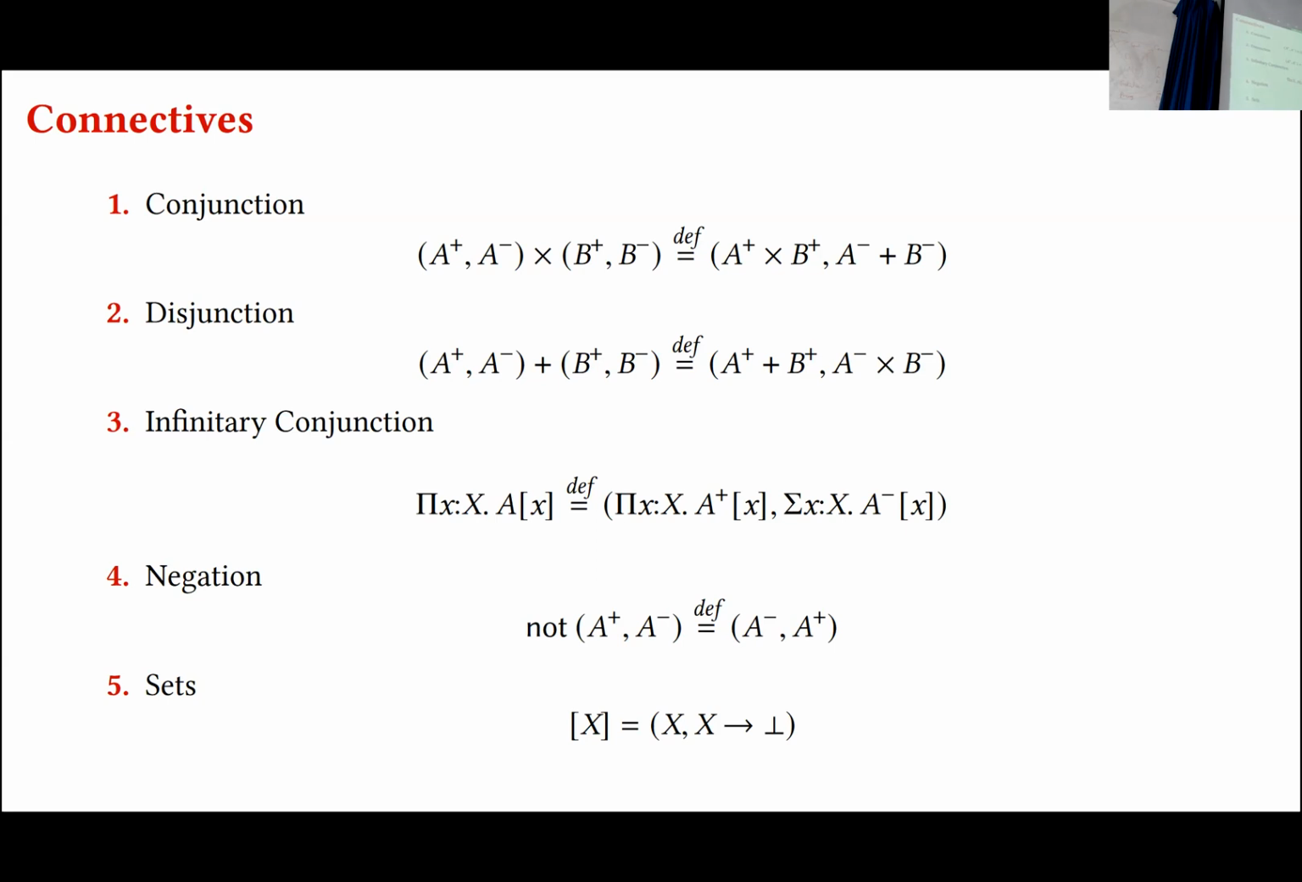And negation, this is the nice part, we just flip the positive and negative information. This is what we're going to use to interpret negation. And then also we can incorporate every set by taking the positive information to be the set itself, and the negative information to be the representations of that set.